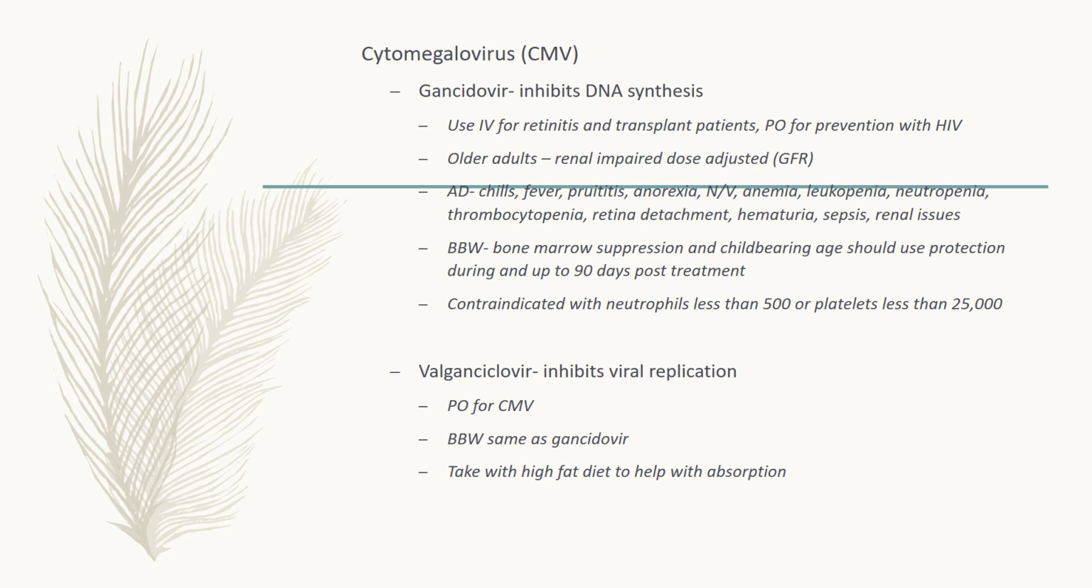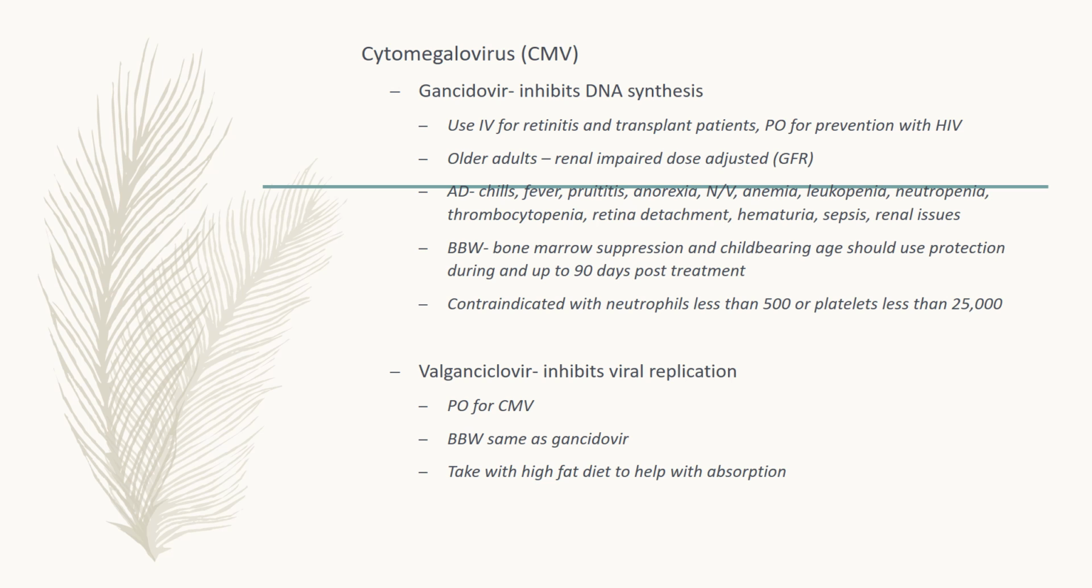renal impaired. And of course, the adverse effects: chills, fever, pruritus, anorexia, nausea, vomiting. You notice there we've got all of our cells involved: red blood cells, leukopenia, neutropenia, thrombocytopenia. So we got our red blood cells with the anemia, our white blood cells with their leukopenia, neutropenia, and our thrombocytopenia is going to be our platelets. So those kinds of things are going to have to be monitored.